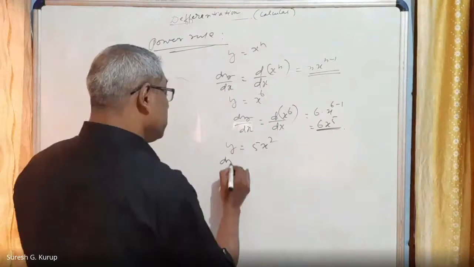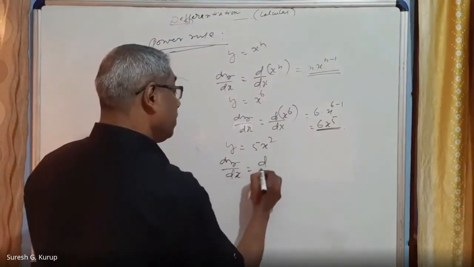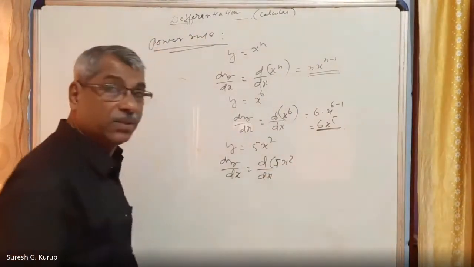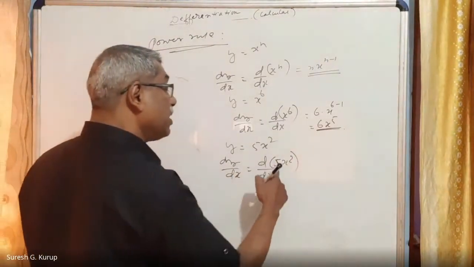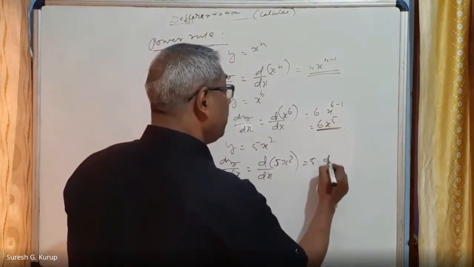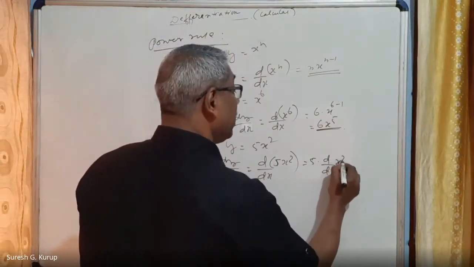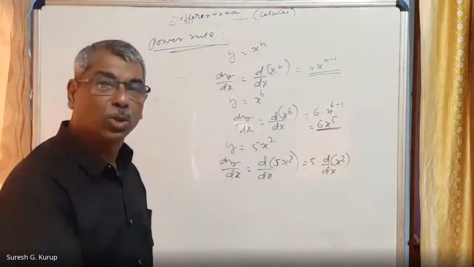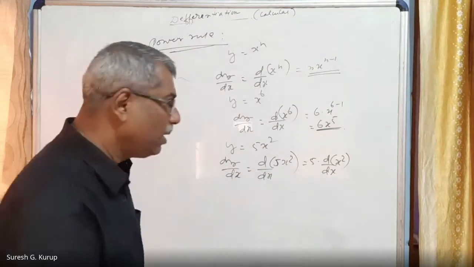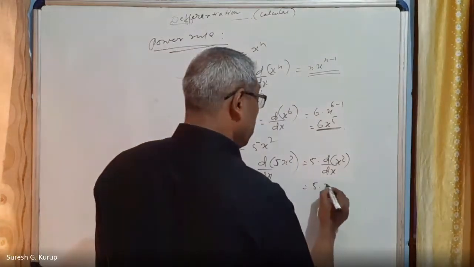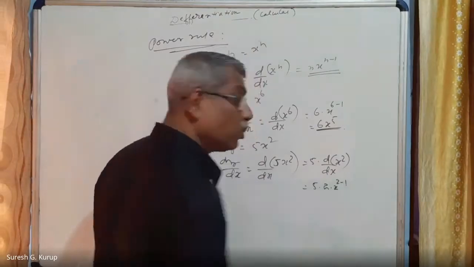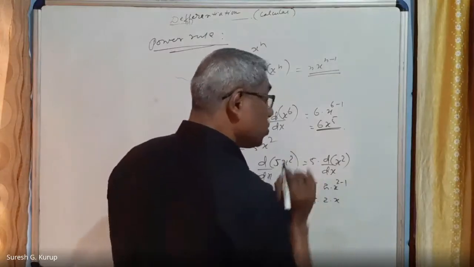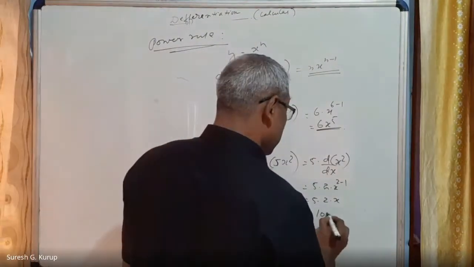Then dy by dx is equal to d by dx of 5x squared. This is a constant times a function, right? Then the 5 is taken out. So that's 5 into d by dx of x squared. x squared means 2 into x raised to 2 minus 1. 2 minus 1 is equal to 1 only. This is equal to 5 into 2 into x raised to 1, that is equal to 10x.